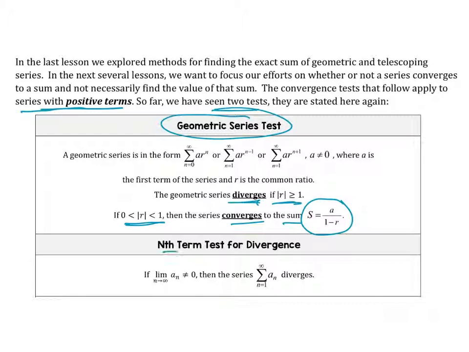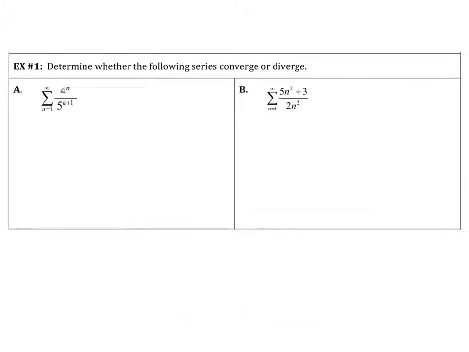And then we also talked about an nth term test for divergence, and we saw that if the limit as n approaches infinity of a sub n of some series is not 0, then that series diverges. So for this first example, they are asking us to determine whether or not this series will converge or diverge.